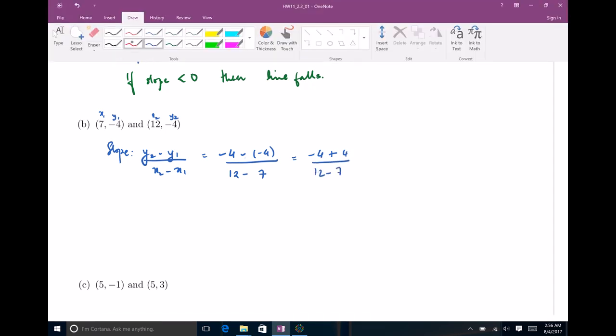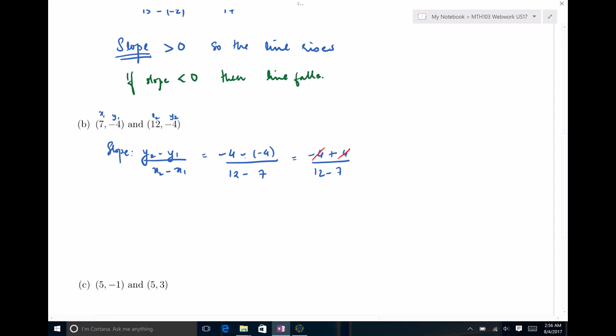Negative 4 plus 4 cancels out to give you 0. And so you have 0 over 12 minus 7. 12 minus 7 is 5. 0 over 5 is just 0. And so the slope of this line is 0. If the slope is 0, that means the line's just a flat line. And if it's a flat line, then in this case it means that the line is horizontal.